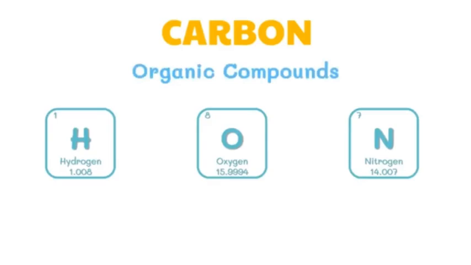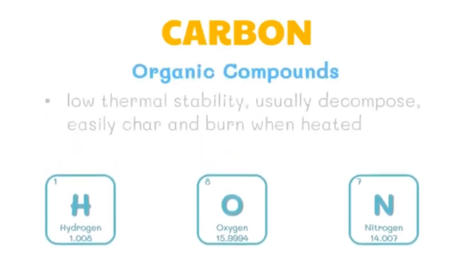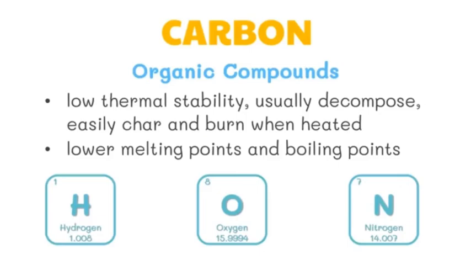Organic compounds have low thermal stability; they usually decompose, easily char, and burn when heated. Thus, organic compounds have lower melting points and boiling points due to their weaker bonds, which are covalent bonds.